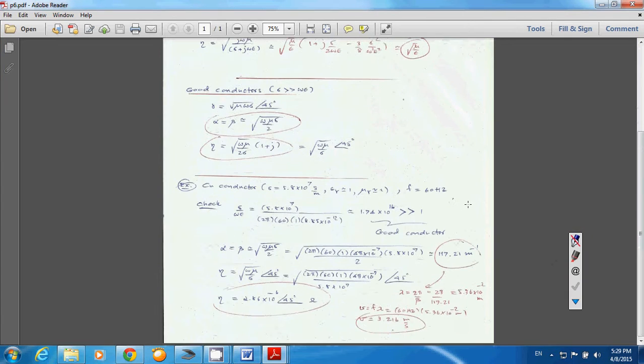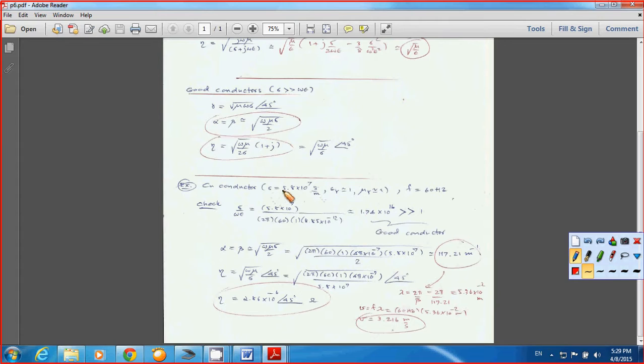Now let's take a look at an example. For a copper conductor, you have sigma equal to 5.8 × 10^7 Siemens per meter, epsilon r is about 1, mu r is about 1, and the frequency is 60 Hertz. You can check the ratio of sigma over omega epsilon. Just plug in all the numbers given, and I have this one to be 1.74 × 10^16.